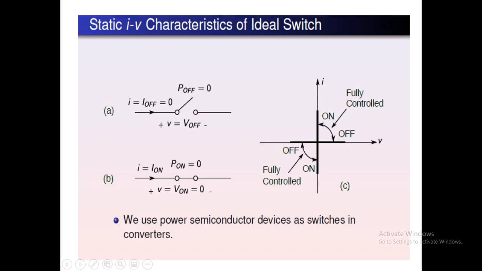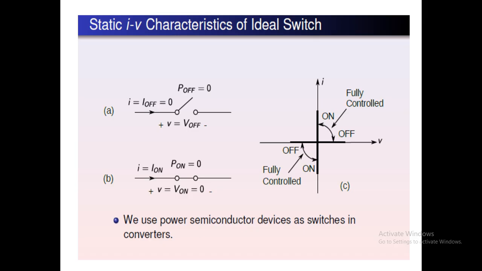So today we are going to see the switching characteristics of the devices. For that we have to study the basic static characteristics of an ideal switch. This is a graph, a plot of voltage versus current. All the power semiconductor devices are used as switching devices. Either it will be in turn on condition or in turn off condition.